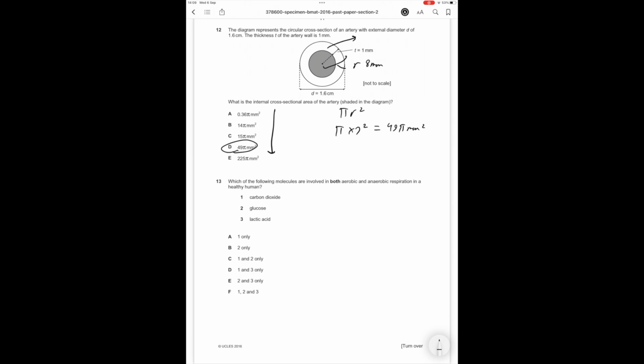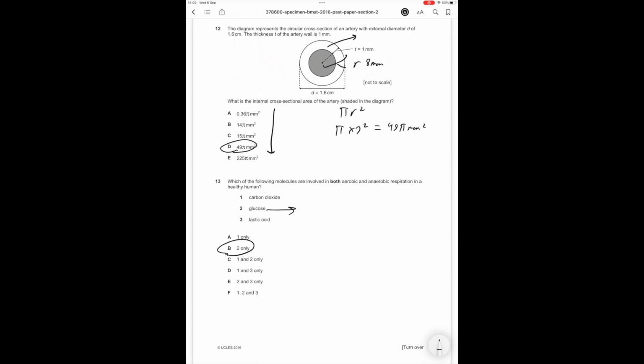Okay, so now question 13. Which of the following molecules are involved in both aerobic and anaerobic respiration in a healthy human? Carbon dioxide, glucose, and lactic acid. So the only molecule involved in both aerobic and anaerobic respiration, since it's a substrate, is going to be glucose. So carbon dioxide is aerobic respiration, lactic acid is anaerobic only. So therefore the correct answer option is going to be B because it's 2 only.